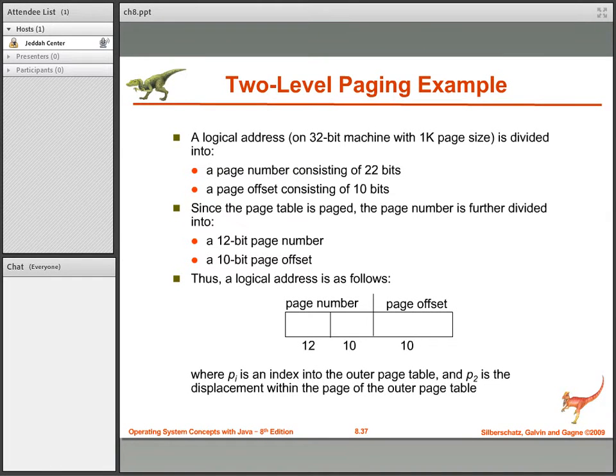Here, P1 is an index into the outer page table, and P2 is the displacement within the page of the outer page table. Identify the outer page, then you identify the displacement within the outer page, then you identify the displacement within the inner page. And they are 12, 10, and 10 bits.